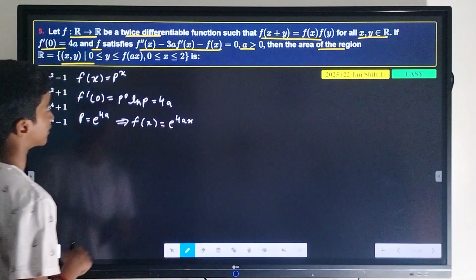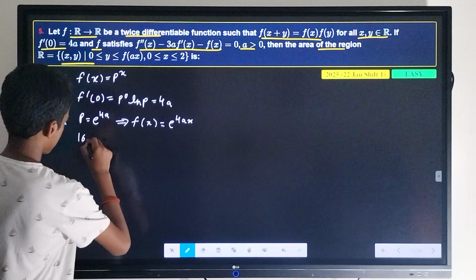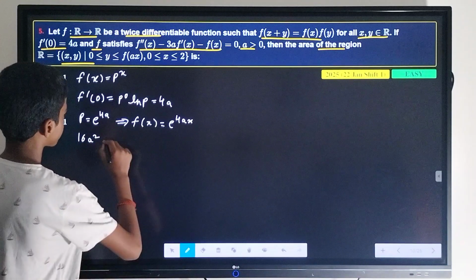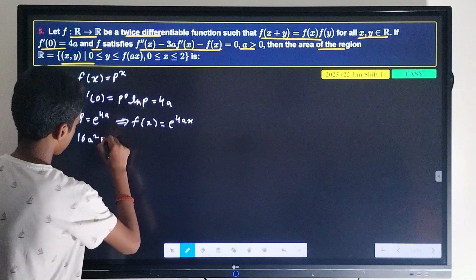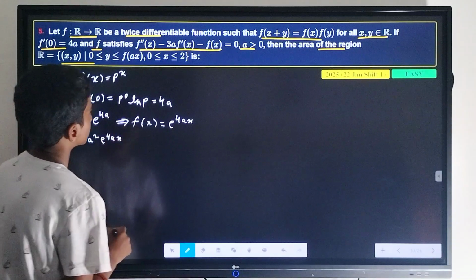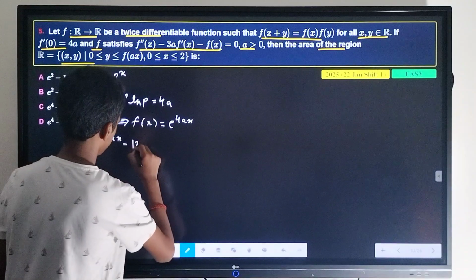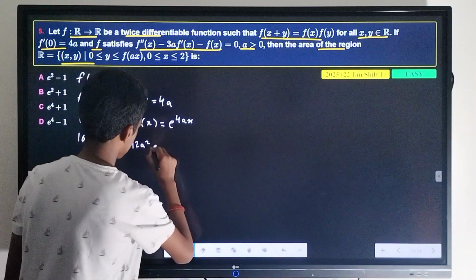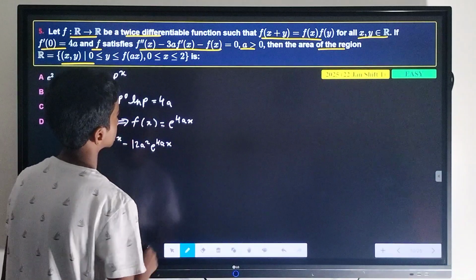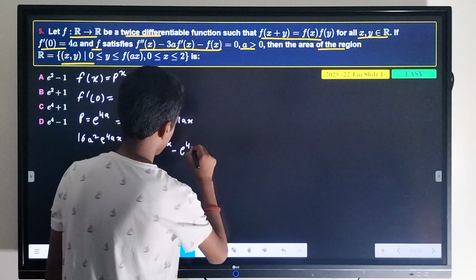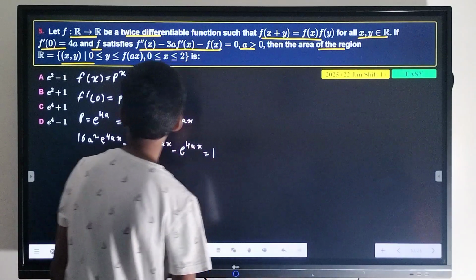So from here our f double dash of x will be 16a square e raised to power 4ax minus of 12a square e raised to power 4ax minus of e raised to power 4ax is equal to 1.